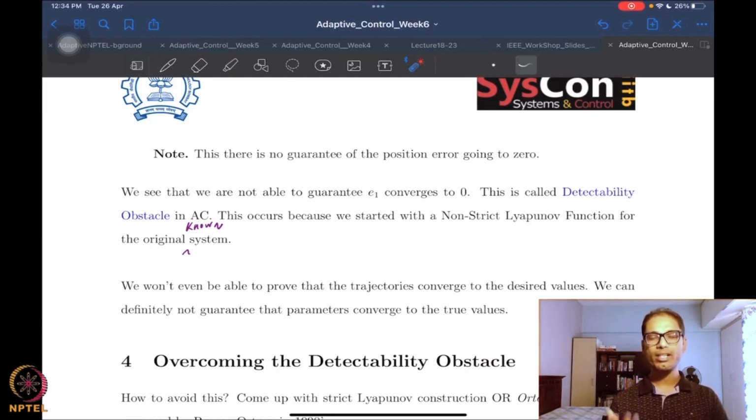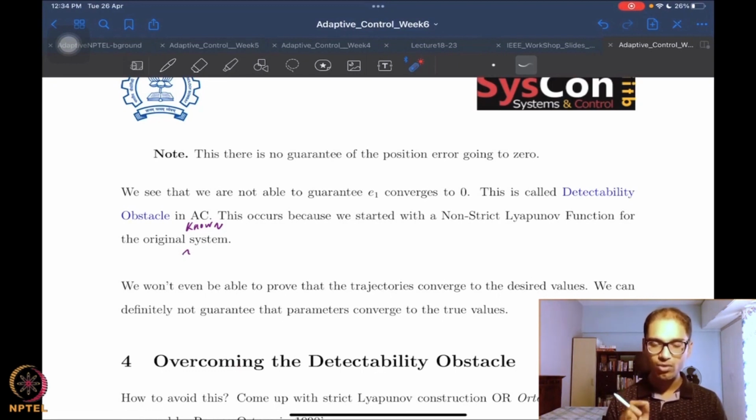And that's rather disappointing. As an adaptive control theorist, I said we don't care about parameter convergence per se, but we definitely want the system to track the trajectory. As of now, we've only been able to prove nice boundedness and stability and things like that, and that the velocity matches with the desired velocity. We've not been able to say anything about the position. And this is called a detectability obstacle.